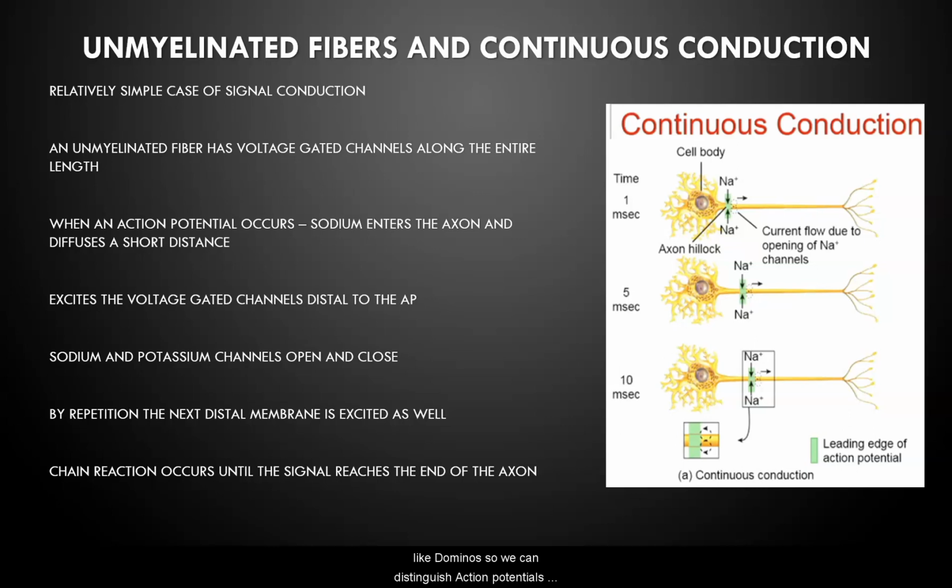So we can distinguish action potentials from nerve signals. The nerve signal is the traveling wave of excitation that's produced by the self-propagating action potentials. So again, I said it's kind of like falling dominoes. No one domino or action potential reaches the end of the line, but each one falls into the next, right? That's the nerve signal reaching the end, not a single action potential.